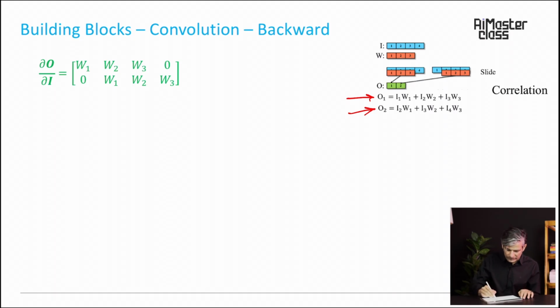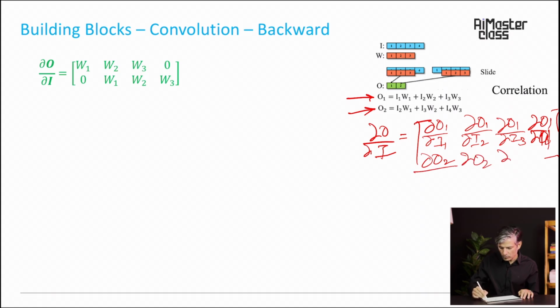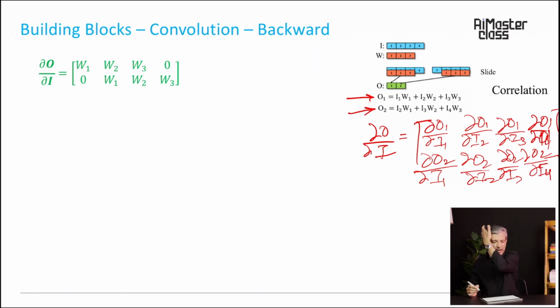What is the Jacobian? Let's write dO by dI, and the Jacobian, as you know, is dO1 by dI1, dO1 by dI2, dO1 by dI3, and dO1 by dI4. And similarly here, it's O2. So all of them are O2, right? O2 by I1 and I2 and I3 and I4. Yeah, and now let's just do this.